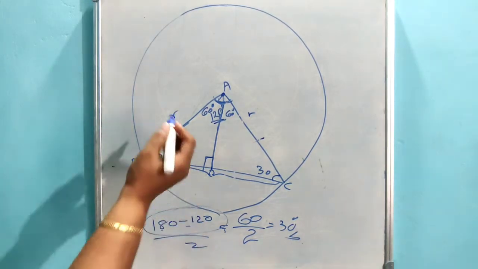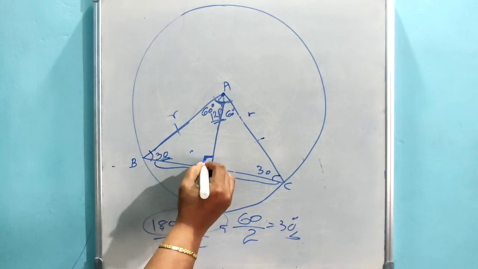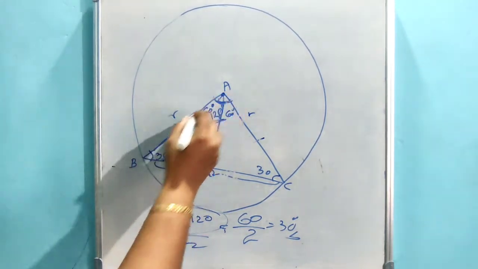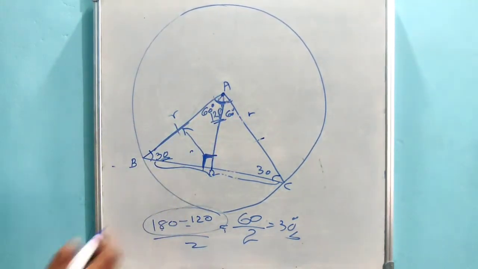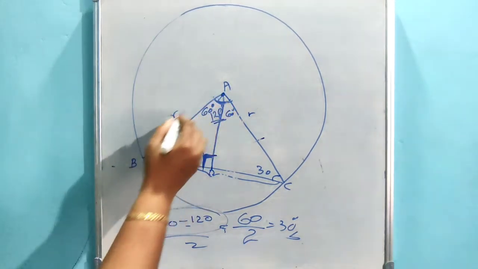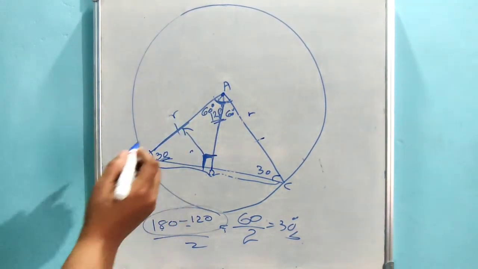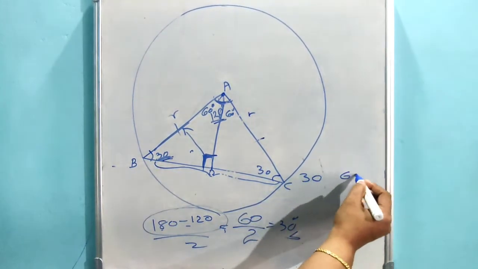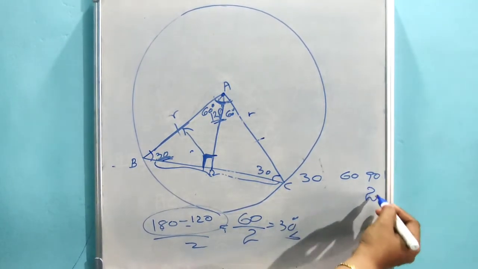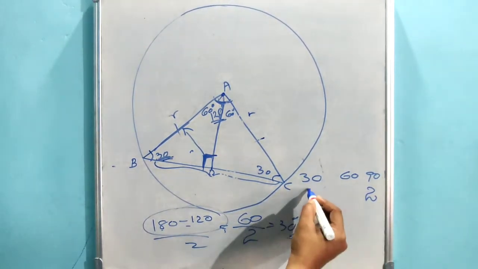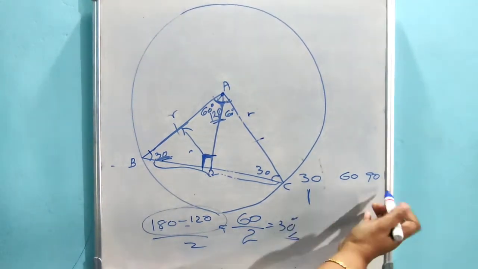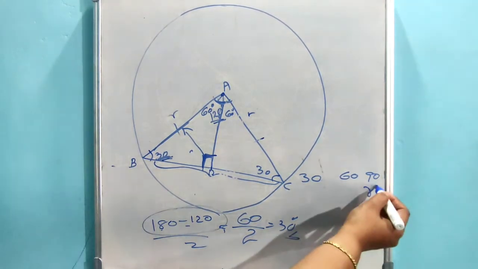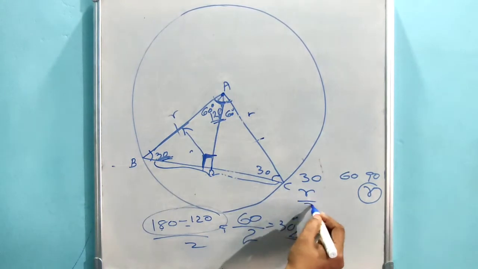Here, the side opposite to the 90 degree angle is the radius of the circle, right? Then what is the side opposite to 30 degrees? We know that in a 30, 60, 90 triangle, the sides are in the ratio 1 to 2. So if the side opposite to 90 is R, then the side opposite to 30 is half of this R, that is equal to R by 2.